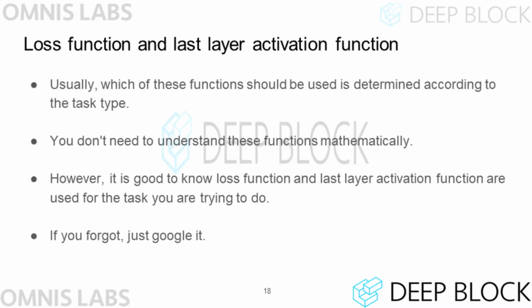Which loss function and last layer activation function to use depends on what kind of task the neural network is doing. It is not necessary to understand these functions mathematically, but depending on the type of tasks performed by the neural network, it is good to know which loss function is used and which activation function is used in the last layer. If you forget these, you can search for them with the help of a search engine.